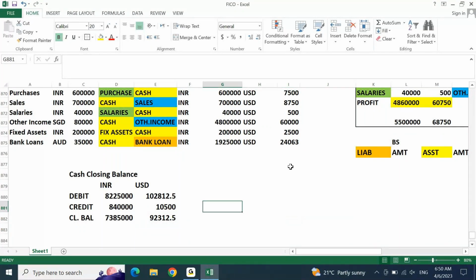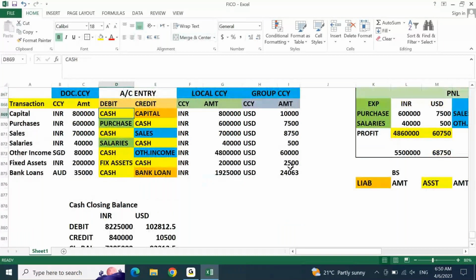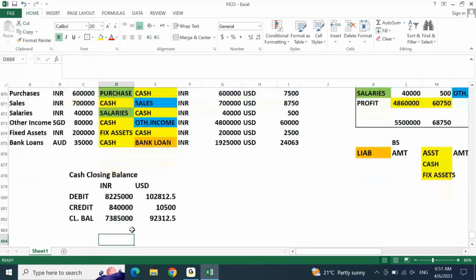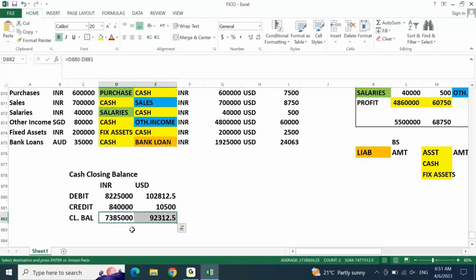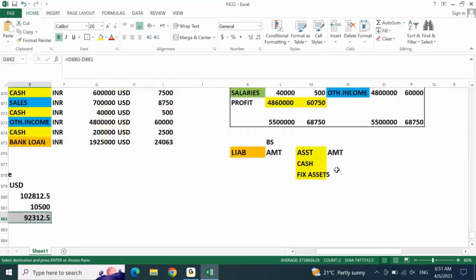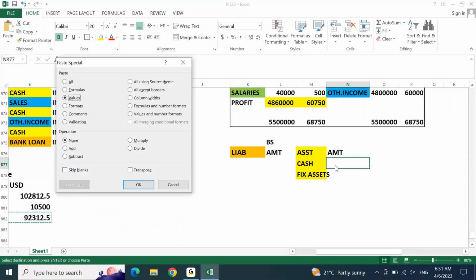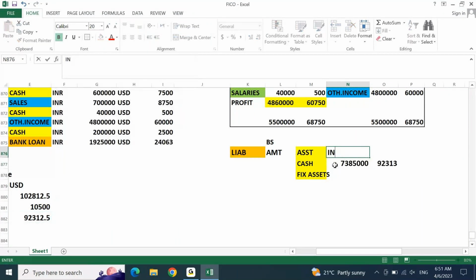Now first I'll put all my transactions, cash, fixed asset. Only two in assets, any other thing? Okay, cash and fixed assets are here. Your cash balance in INR is this, cash balance in dollar is this. I'm not going to take from your accounting entry, instead I am taking from the working that we have done to find out the closing values. Now I'll put these figures here. This is your INR, this is dollar.